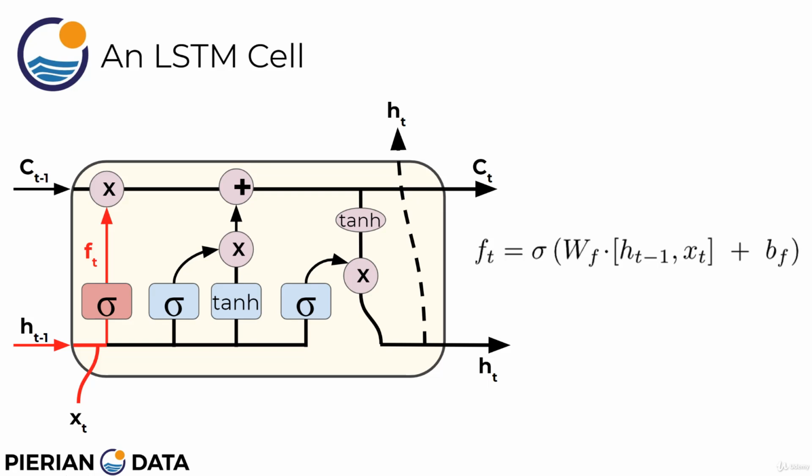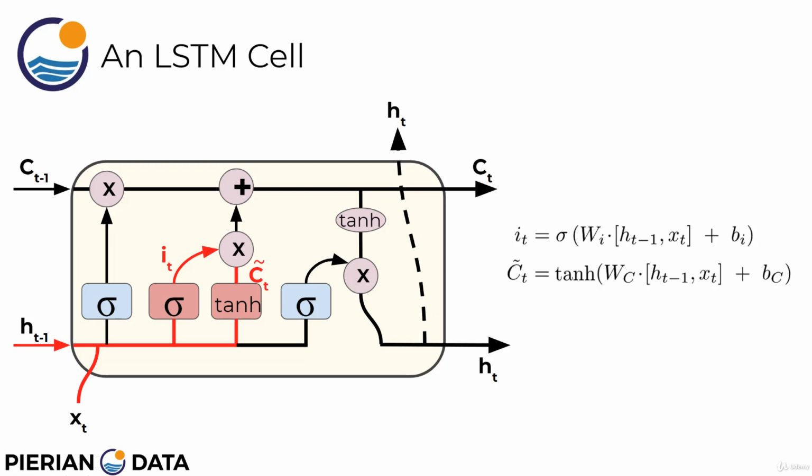And notice that it's essentially a linear combination of h of t minus 1, that previous hidden state, combined with the input at x of t, and then we have our own set of weights for this forget gate layer, plus a bias, and then we pass it through an activation function, and then we get f of t.